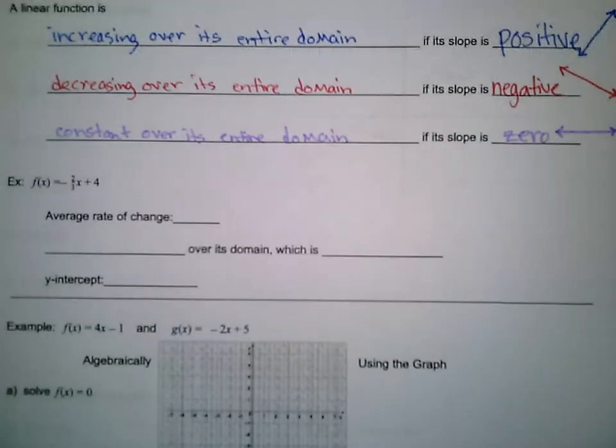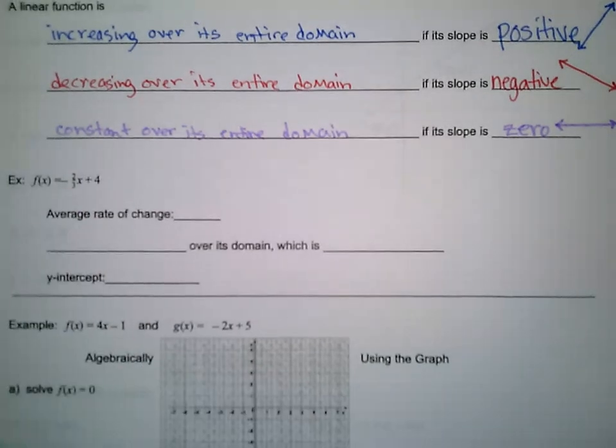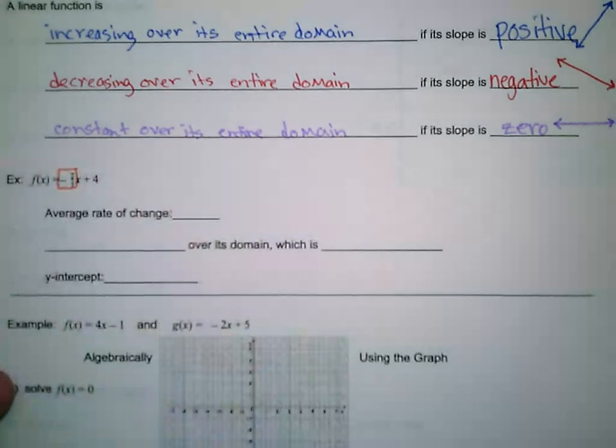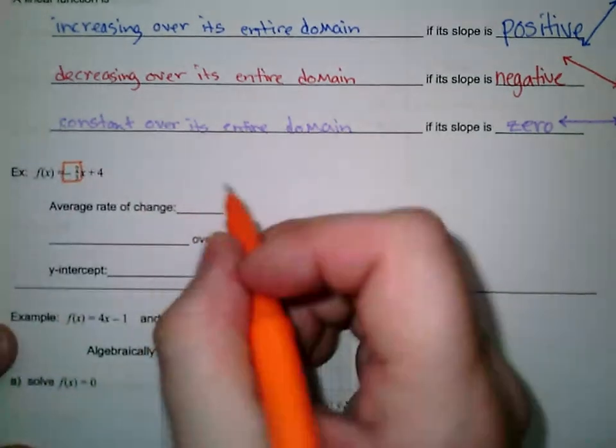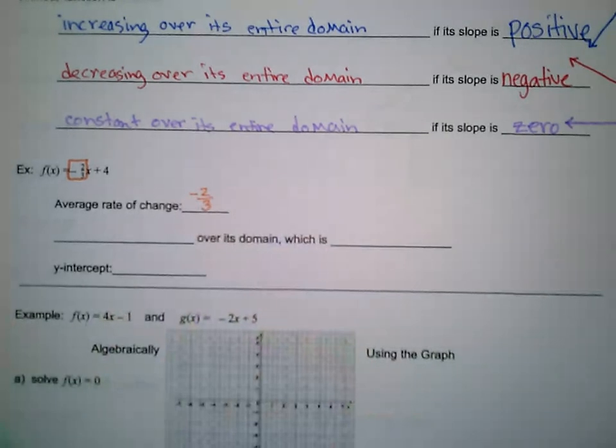So let's look at an example. Here's our function, f of x equals negative 2/3 x plus 4. They want to know our average rate of change. Average rate of change, again, that's the slope. That's the number that's the coefficient of x. So it is negative 2/3. It never includes the x, it's just the coefficient.